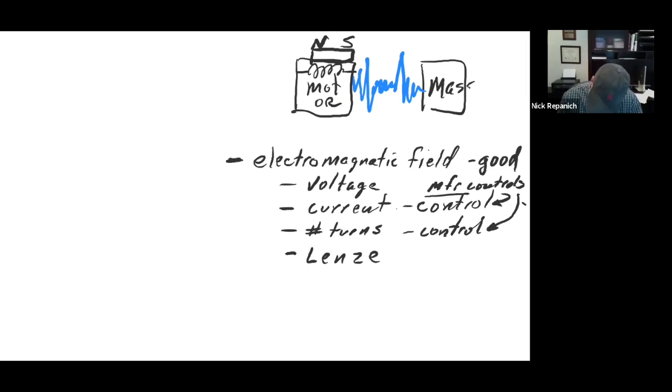Okay. Lenz gives you back EMF, which basically means it creates a voltage that counteracts. You were putting in this voltage as a fixed voltage, and as soon as you start changing the current in this winding, it produces a voltage opposite to that one.